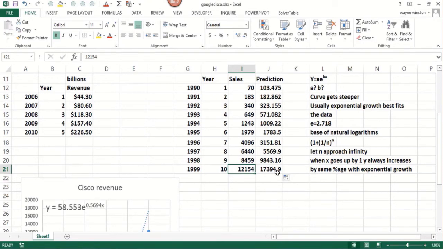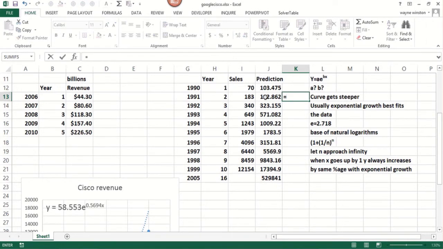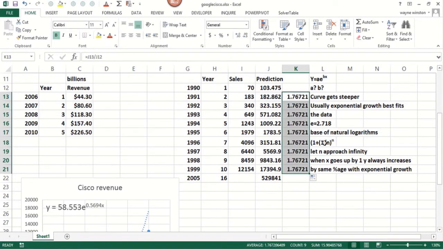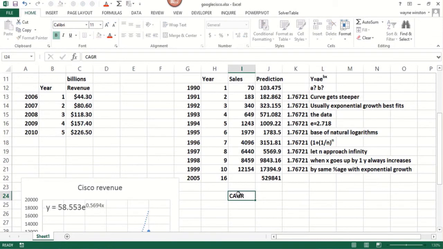Okay, and so you could have almost anticipated this. Now, John Chambers, I believe, said in 1999, "In 5 or 6 years we'll be a $500 billion company." Where did that come from? Well, in 2005, that would be year 16, and the predicted sales would be 500 billion. That was assuming the compound annual growth rate would continue. And what's the compound annual growth rate? Take year 2's prediction divided by year 1 and copy it down. 1.76. See, every year the predicted growth is the same. Remember, we said x goes up by 1, y increases by the same percentage. So the CAGR would be that 1.76 minus 1.